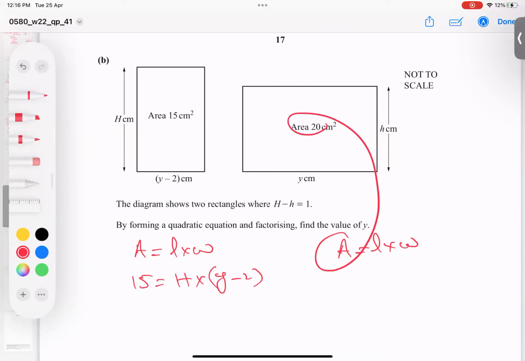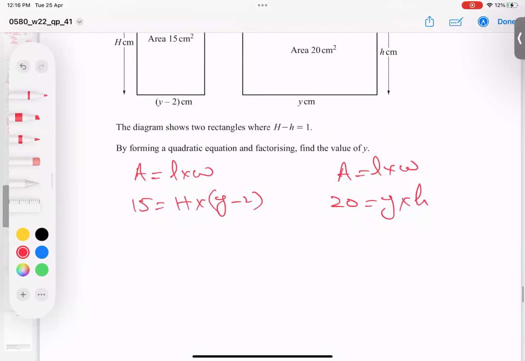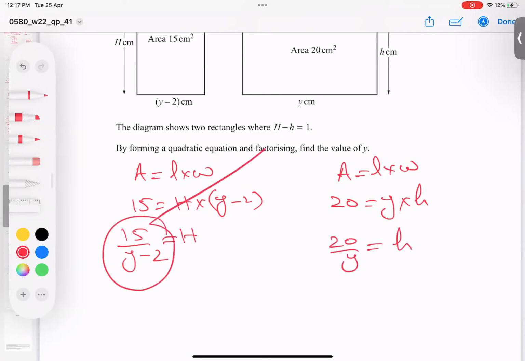Same story, the other area is 20, I'm writing 20. Length is given y, I'm writing y, and width is given H, so no difficulty. But I have to use this connection. It goes under it, so I got h as subject: 15 over y minus 2. Same approach, this y goes under it, I got capital H as subject. Now this value will go here, and this value will go here.